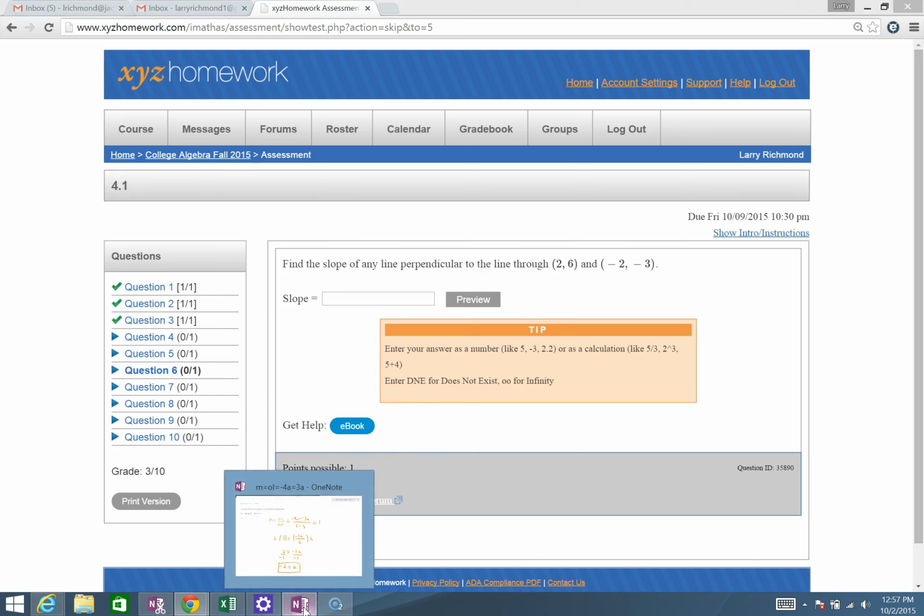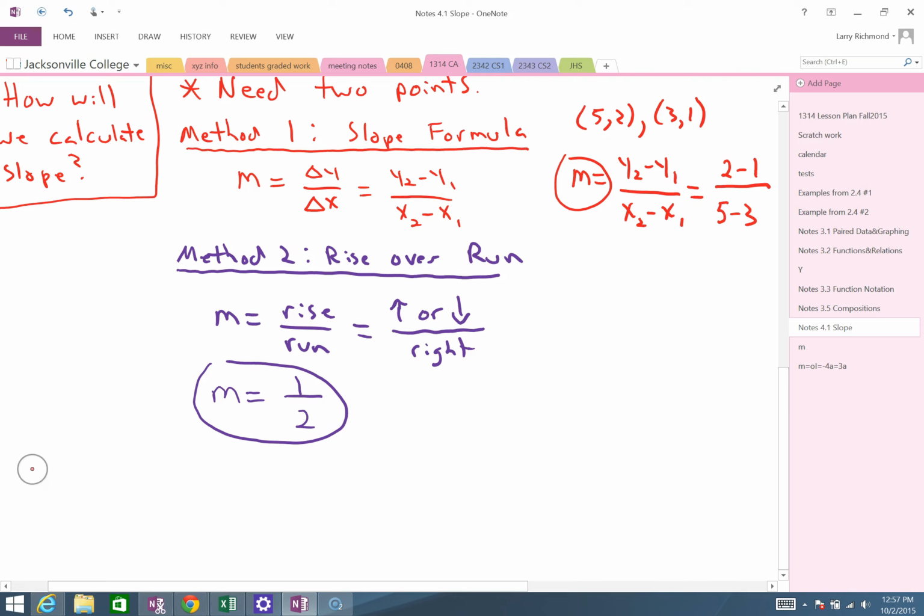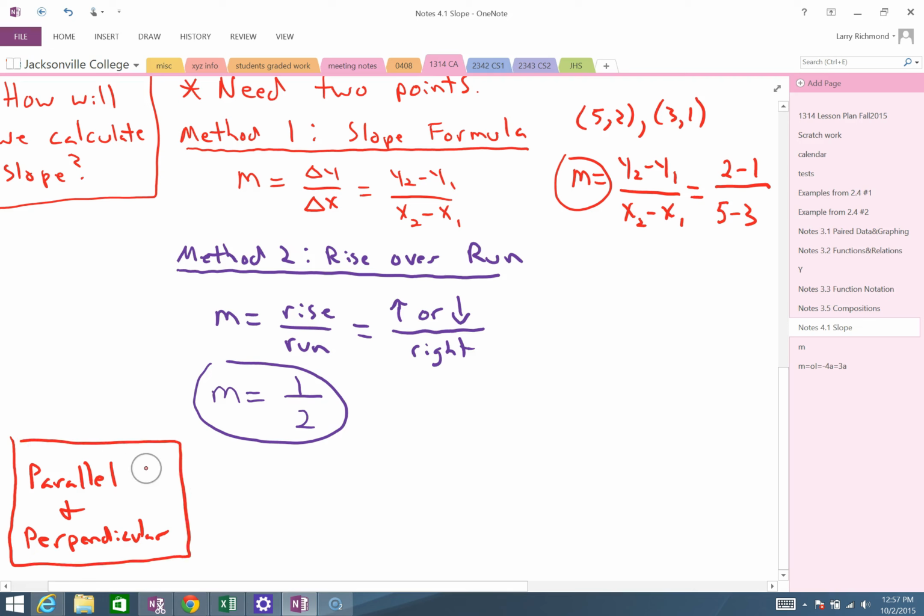Well, let's go back to our notes. I want to add two more notes: parallel and perpendicular. Parallel, the symbol for parallel in math is two lines side by side. This is the symbol for parallel. The symbol for perpendicular is an upside down T.